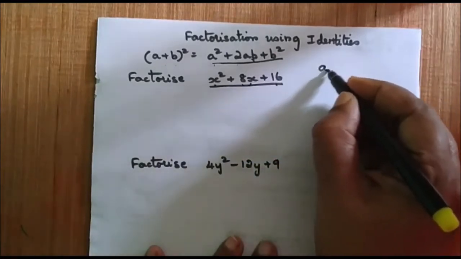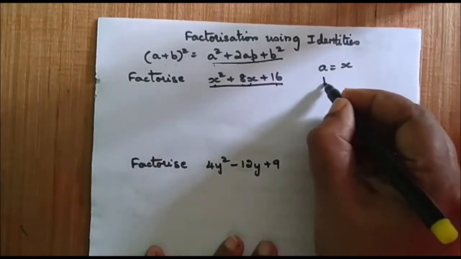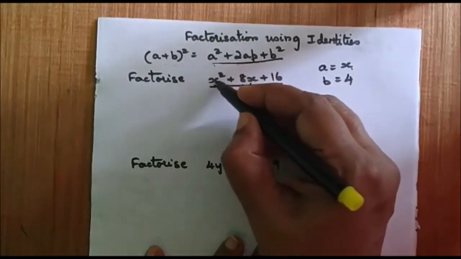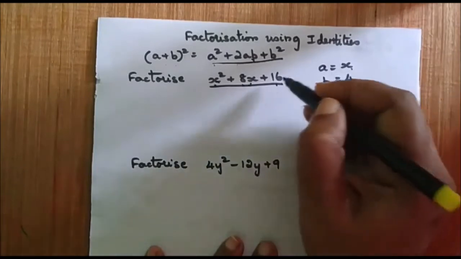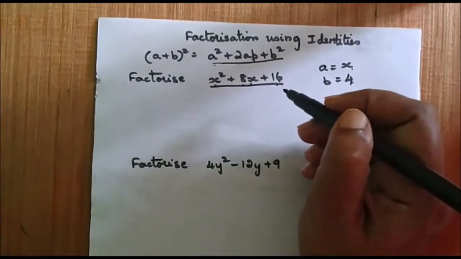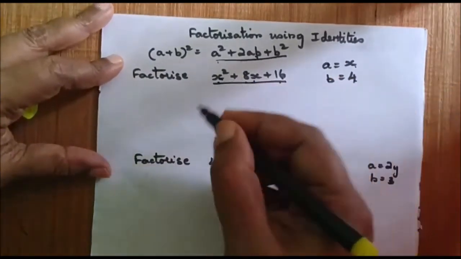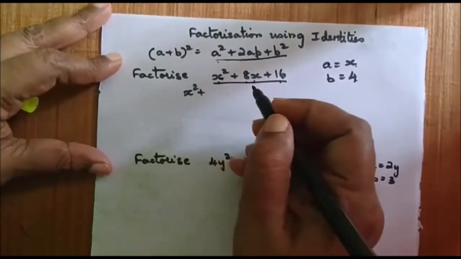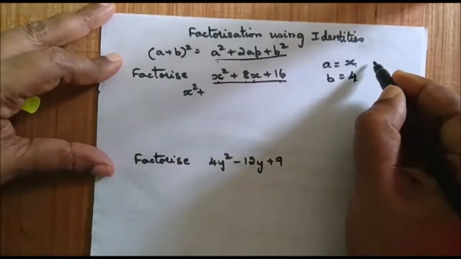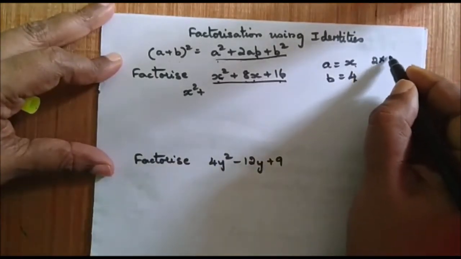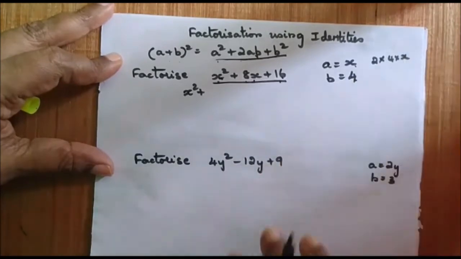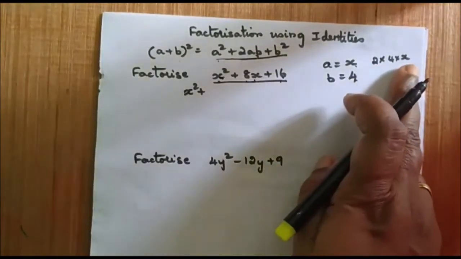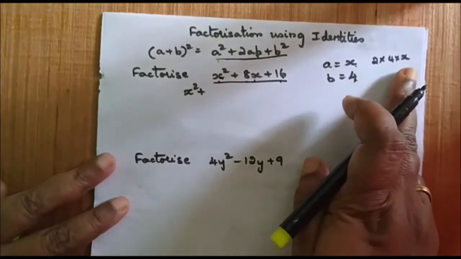What can we assume? a is equal to x and b is equal to 4. So I have x squared, that is a squared, and b is 4, so I have 4 squared, that is 16. So this equation can be written as x squared plus 8x. How can we write 8x? 2 into 4 into x. I hope you get it. 2ab, isn't it? So 2 into x into 4 or 2 into 4 into x.